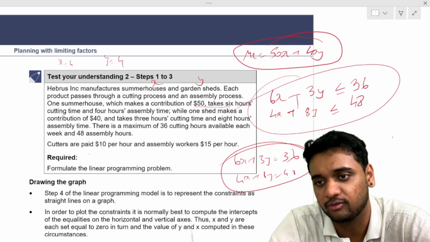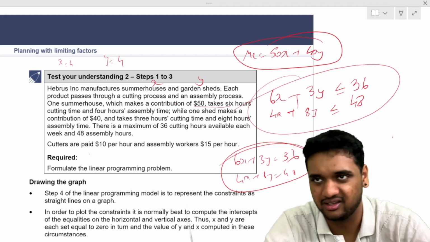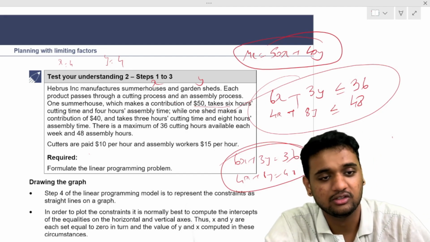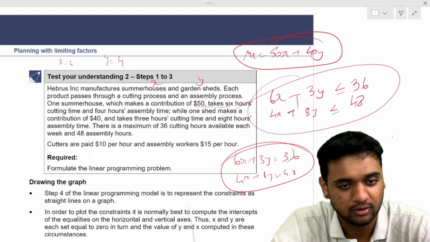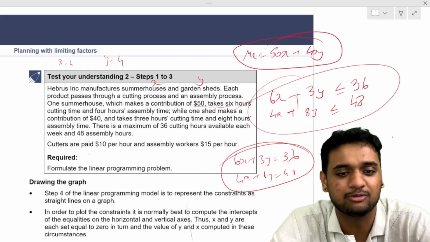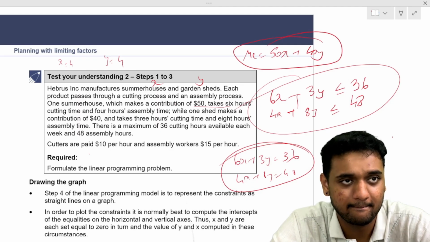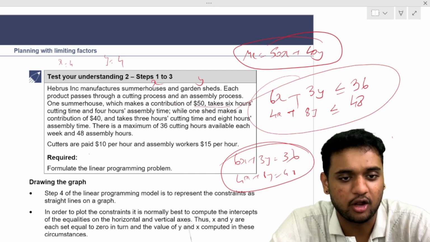Go home and try to solve. Go home and learn quadratic equation. Very easy. Okay, so listen, X equal to 4, Y equal to 4 we got. So directly we got the answer. What is the maximum contribution we will get?